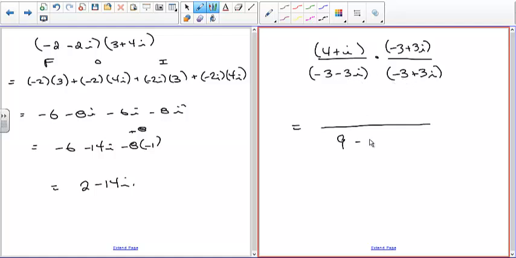And then you'll have negative 9, negative 3 times positive 3, i squared. In the numerator, we're going to have first, 4 times negative 3, which is negative 12. Outer is going to be plus 12i, because you got 4 times positive 3i. And the inner is negative 3i. And then you're going to have positive 3 times i squared.